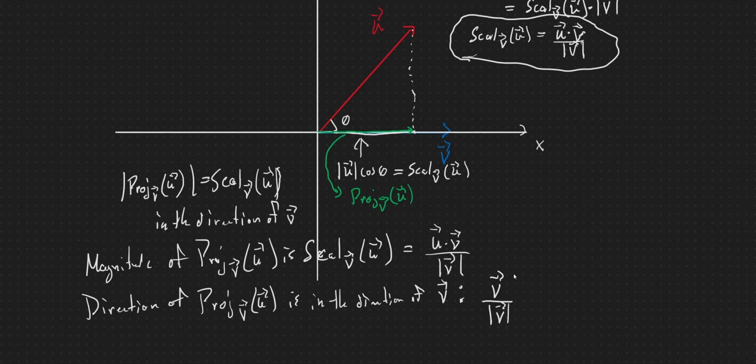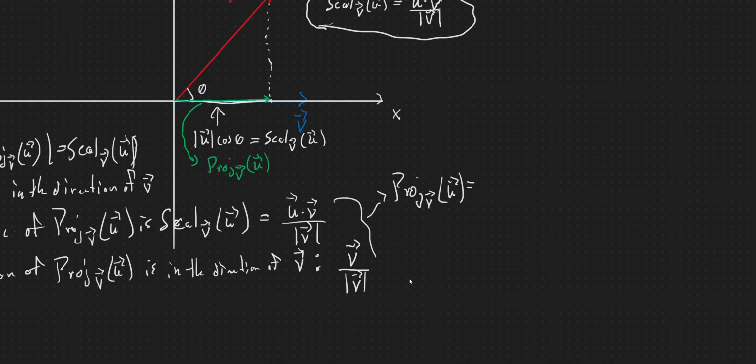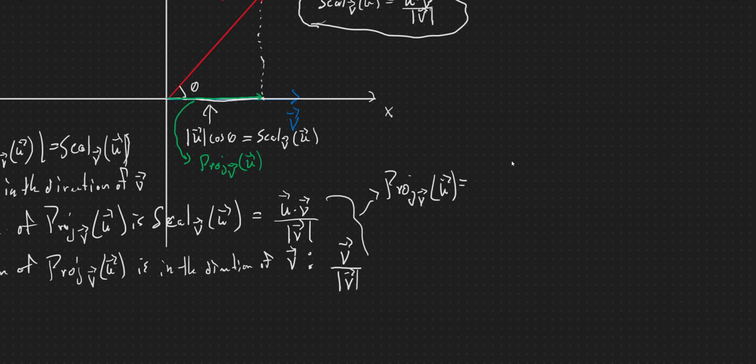And so what that means, once I have magnitude and direction, is I can say, okay, well then the projection of u onto v is, well, the magnitude is u dot v over magnitude v, and then in the direction of v over that. So I'm scaling this unit vector to the appropriate magnitude that I want. So times v over magnitude v. So this part is the magnitude times the direction.